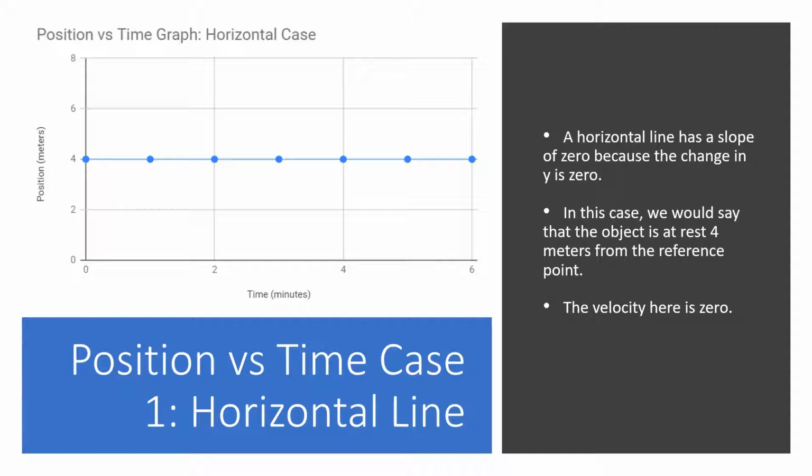So in this particular case, we have a horizontal line. And as a result of a horizontal graph, what's going on here is that the object isn't moving. The position is remaining at 4 meters from the reference point the whole way through. In this case, minutes. So for 6 minutes, this object has sat at 4 meters from the reference point. Because the change in y is 0, the slope of this is 0, and we say that it's not moving. The velocity is 0.